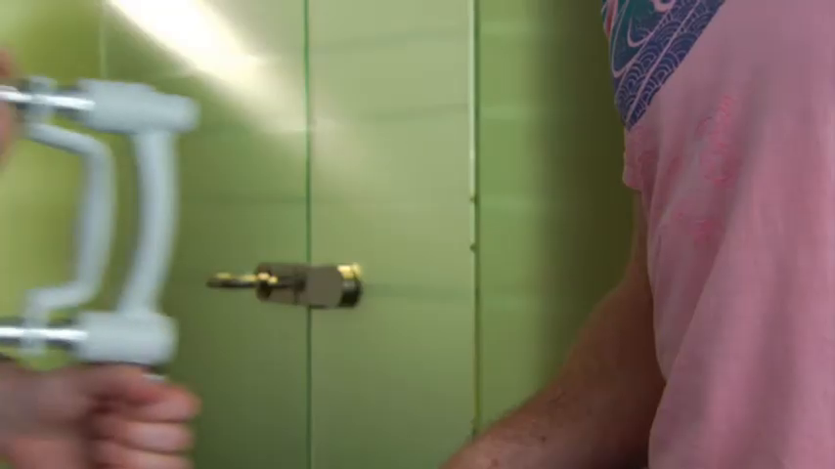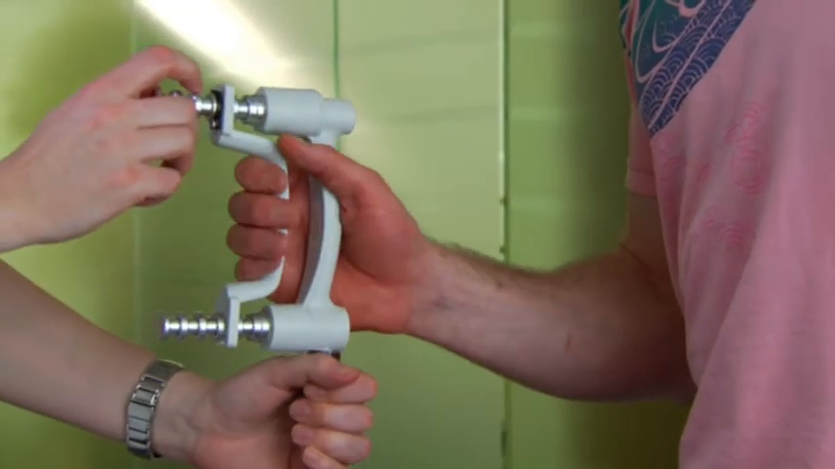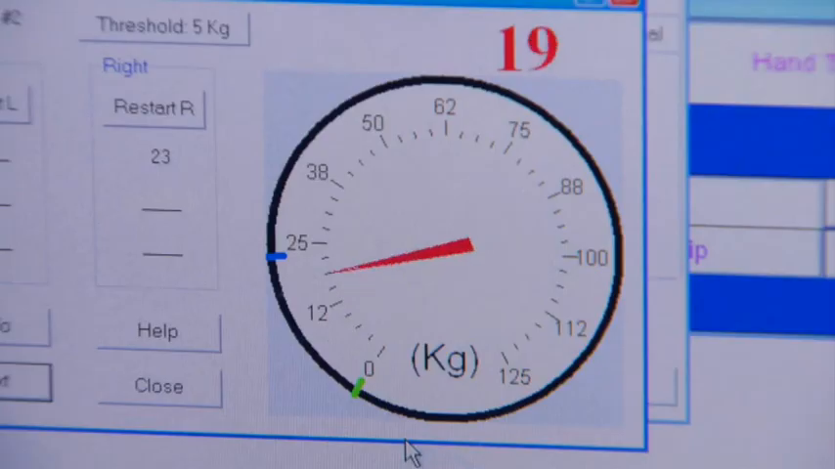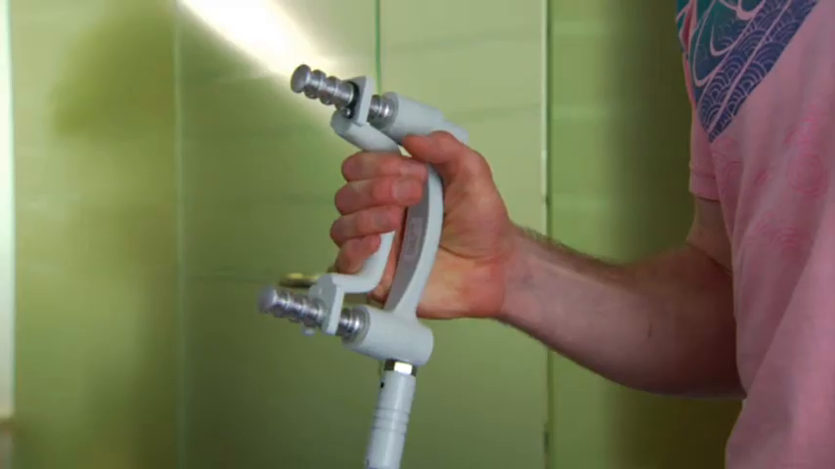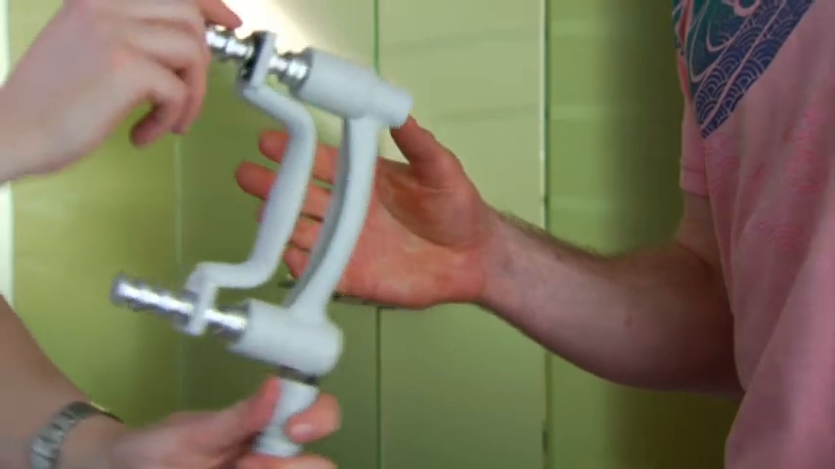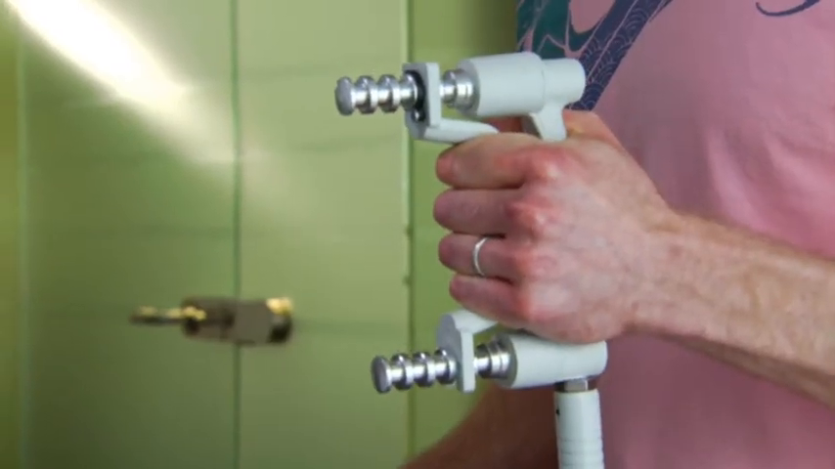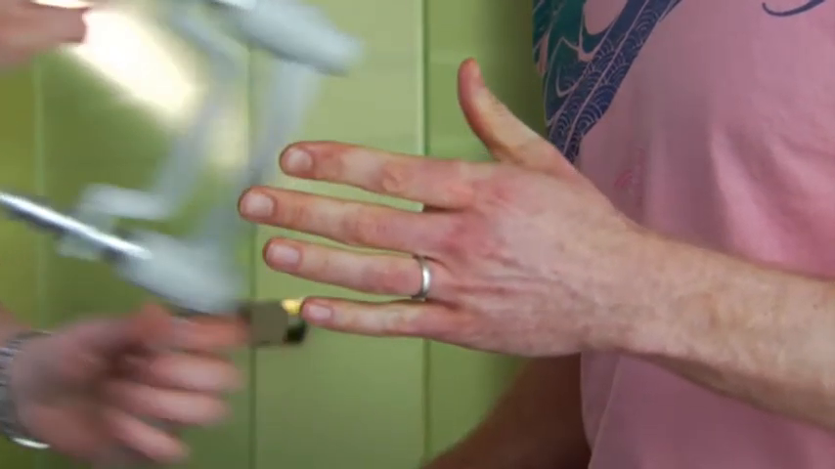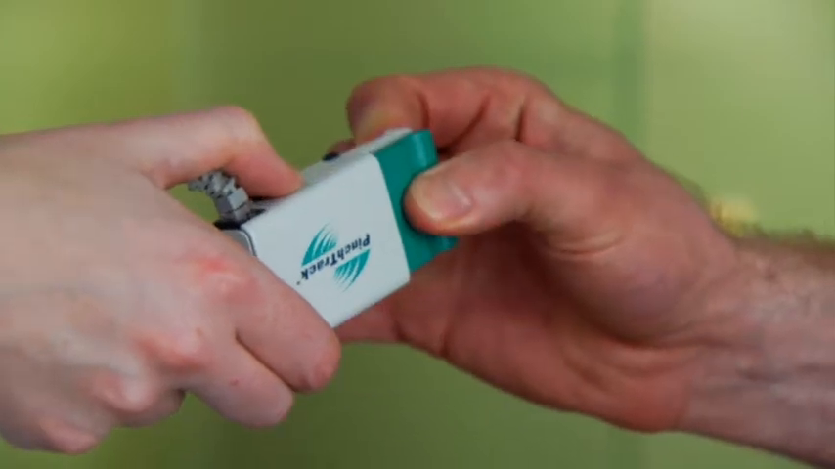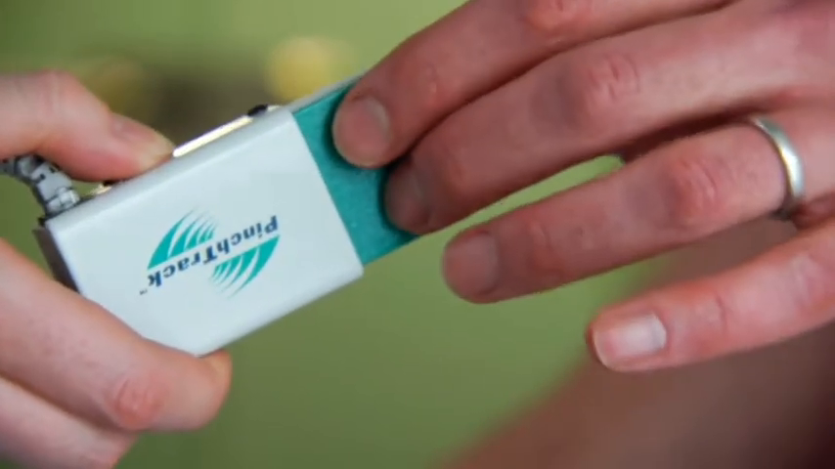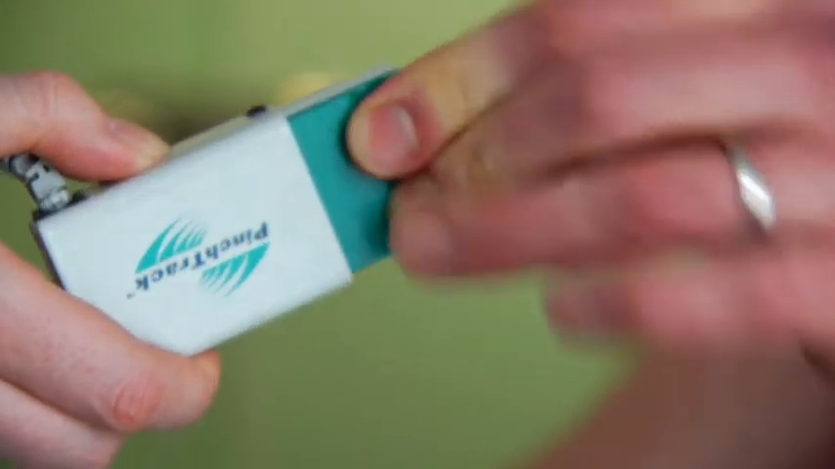Next, I'll look at hand function, starting with hand grip. The patient will be asked to grip as hard as they feel comfortable, and I'll record the forces that they generate. I can also look at the precision side of the hand. But this time I'm asking them to pinch as hard as they feel comfortable. So, pinch. And then one more time.